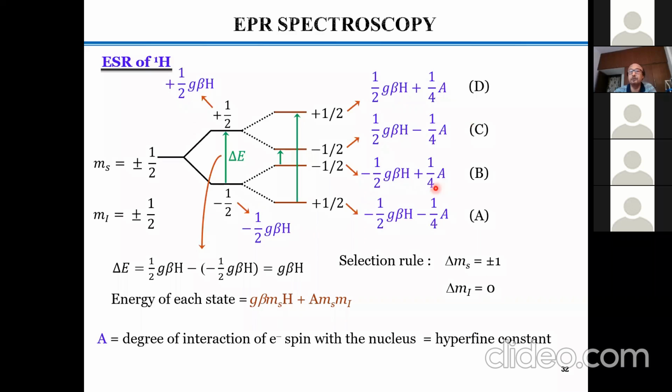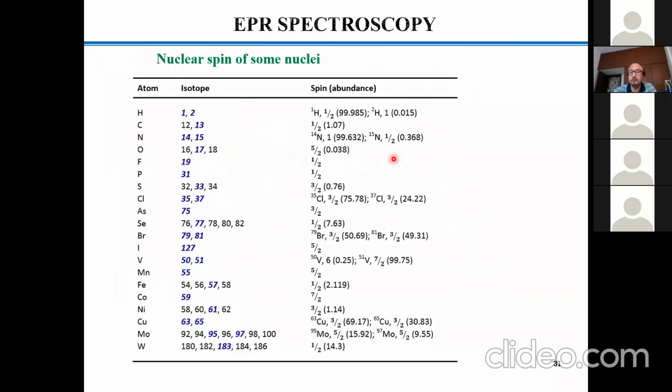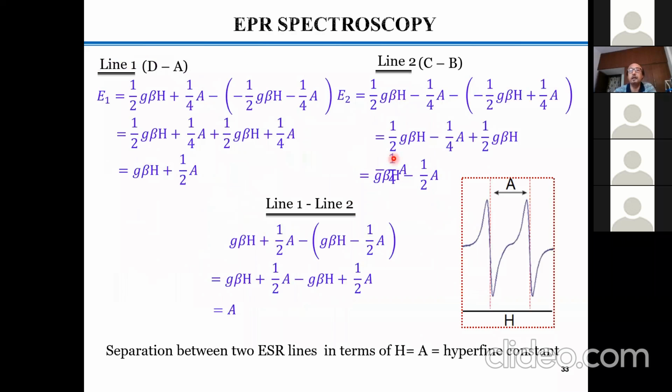So minus this thing. That means this will be minus. And then you see it. Now you see it, C minus B. Again, this same energy. But the thing is g beta H and this half A, minus half A. So this is line 1.